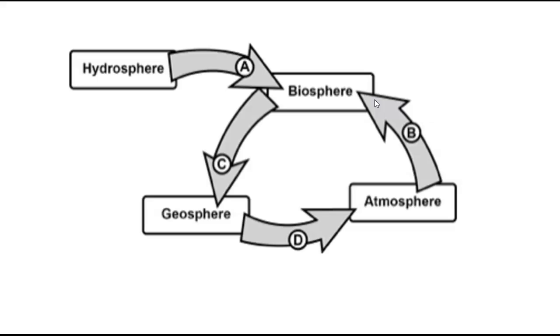So, for example, for letter A, we have carbon that's shown as the movement from hydrosphere into the biosphere. So what process would allow carbon to move from hydrosphere into the biosphere? Well, hopefully you can think of one, which would be the photosynthesis of aquatic plants, right? They would take the carbon from the water and store it within the biosphere. Okay. For letter B, carbon that moves from atmosphere and into the biosphere, that could easily be your photosynthesis of land plants.